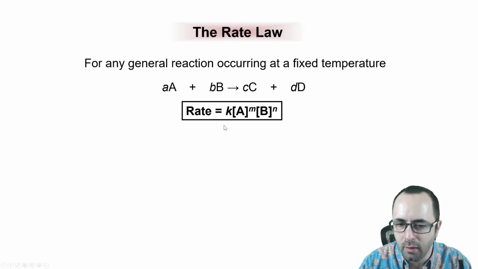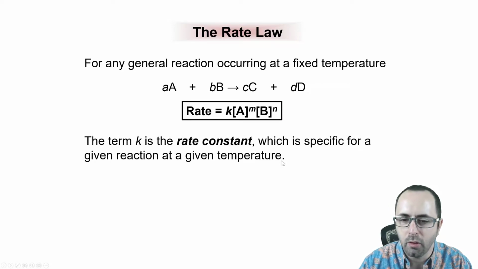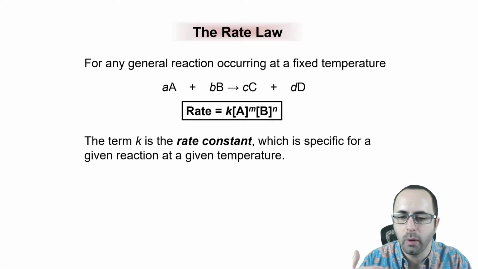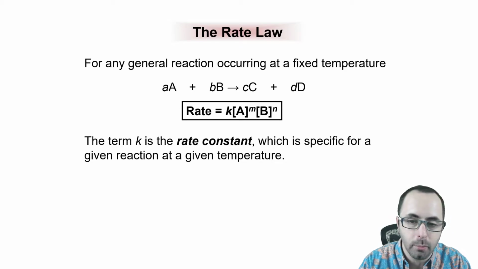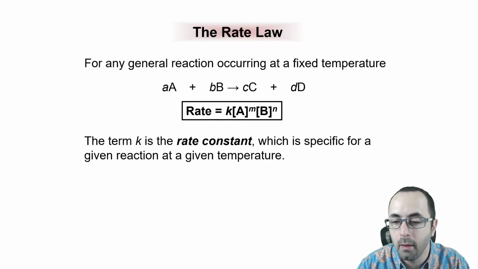It is written in this form: rate equals k times the concentration of A to some power m times the concentration of B to some power n. The term k here is called the rate constant. The rate constant is going to depend on which reaction it is and also the temperature. As we move into next week, we'll talk about the way that the rate constant k changes with temperature, and we'll have an equation that describes exactly how that happens numerically.